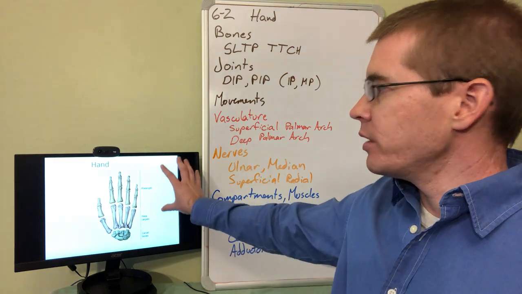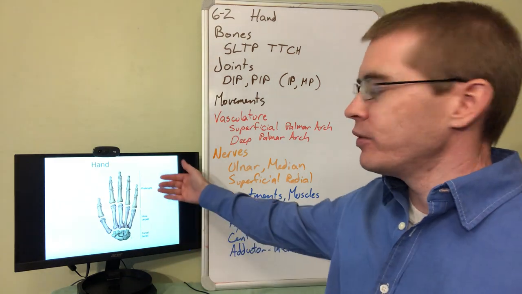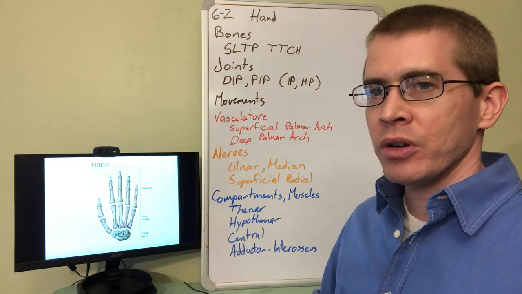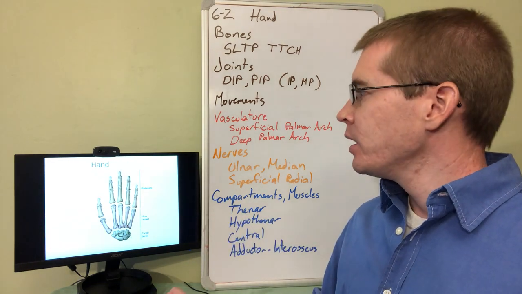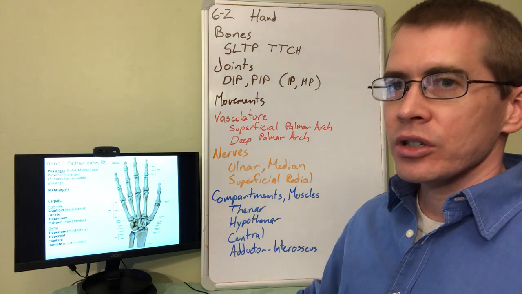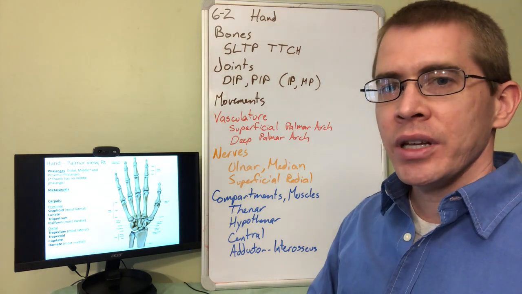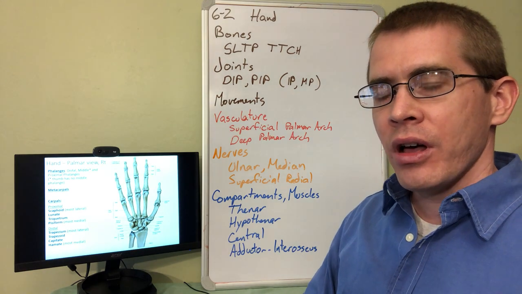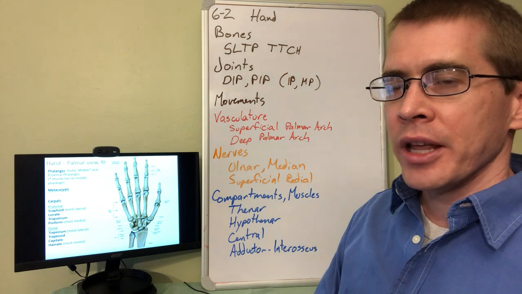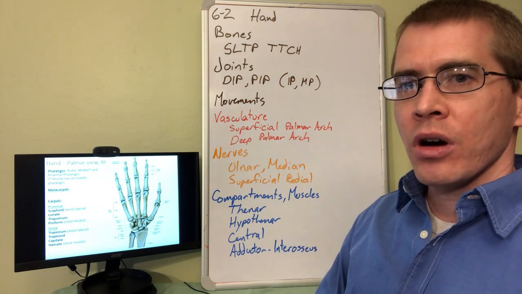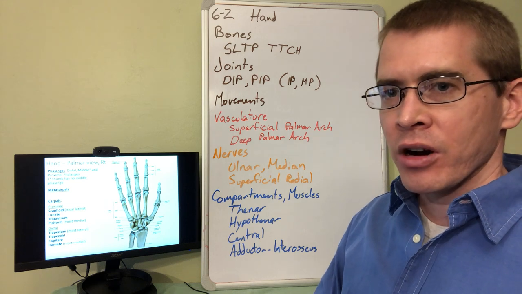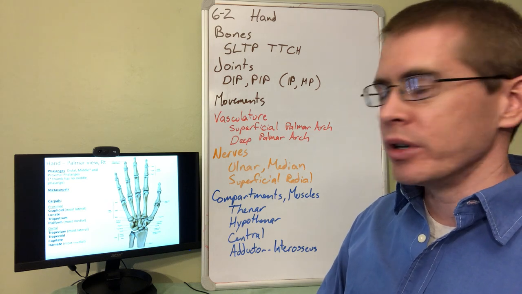So of course, the bones of a hand, you've got the phalanges of the fingers, the metacarpals, and the carpal bones of the palm of the hand. So those are going to form different joints at different locations. So of course you have the DIP and PIP joints. Notice that the thumb does not have a middle phalangeal bone. So it only has one interphalangeal joint and then an MP joint, or metacarpal phalangeal joint.